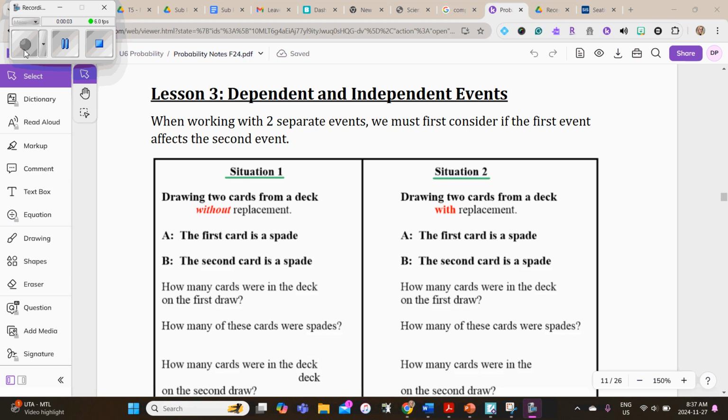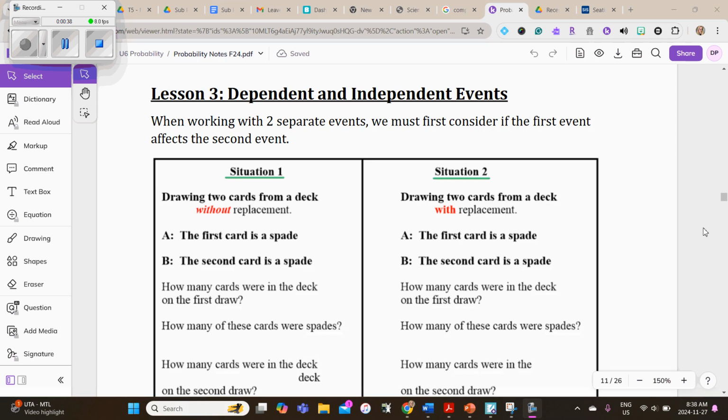Today's lesson is lesson 3 on dependent and independent events. If you think about something being dependent versus independent, you might use it in terms of somebody being dependent on a different person, meaning that they rely on them too much, or maybe they just need them. Whereas if you are independent, it means you do things by yourself and it's not affected by others. So when we're working with probability, it's going to be similar.